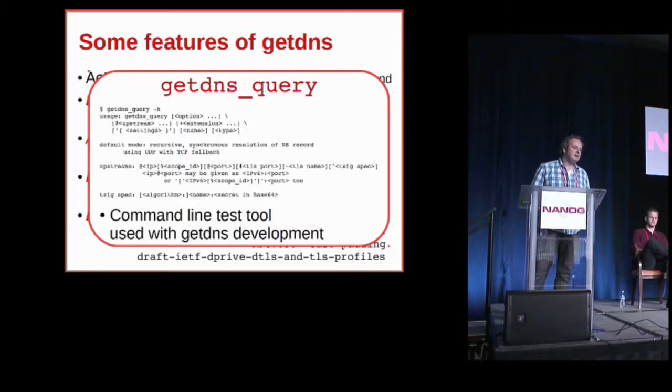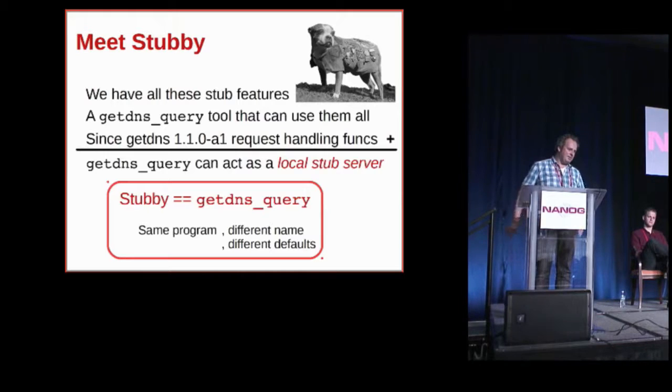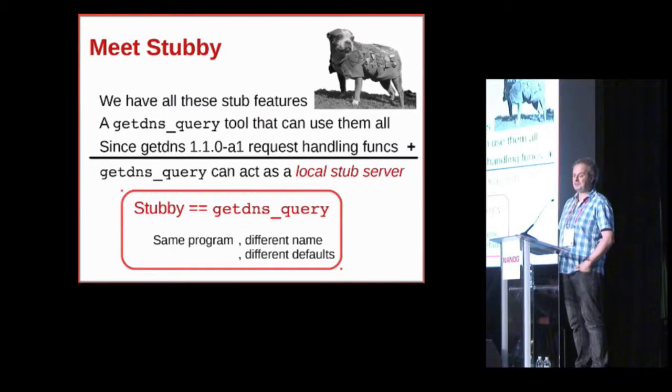So while developing getDNS, we have this tool, getdns_query, which can use all the features that are available in getDNS. It's also used in creating unit tests. And also, since the first alpha release for 1.1, getDNS can do request handling, so it can actually act as a little server. So this was the state of getDNS. You have all these nice features that are very nice to have for any application. There was this getdns_query tool that can use them all. getdns_query can also do request handling, which is new in getDNS 1.1 Alpha 1. So getdns_query could act as a local stub resolver to provide all those things for any application on your system. So that's what Stubby is.